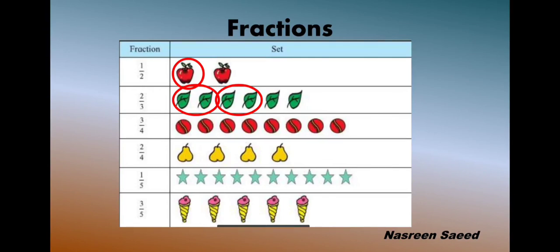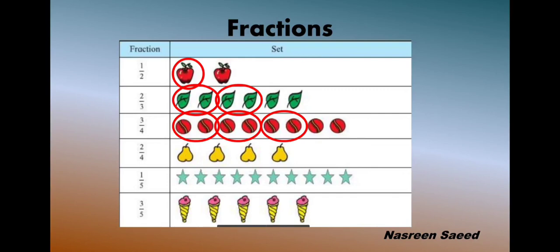Now we have got balls. How many balls we have got? We have got 8 balls and we have to make sets of 4 and we have to circle 3 sets. So first set we circle, second set we circle, third set we circle. So 3/4 of 8 balls is 6.